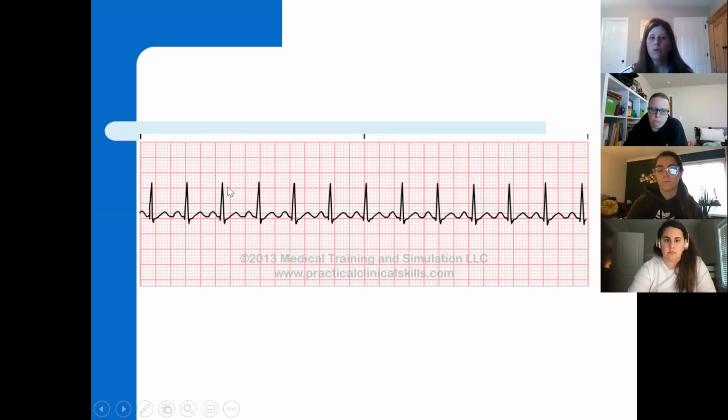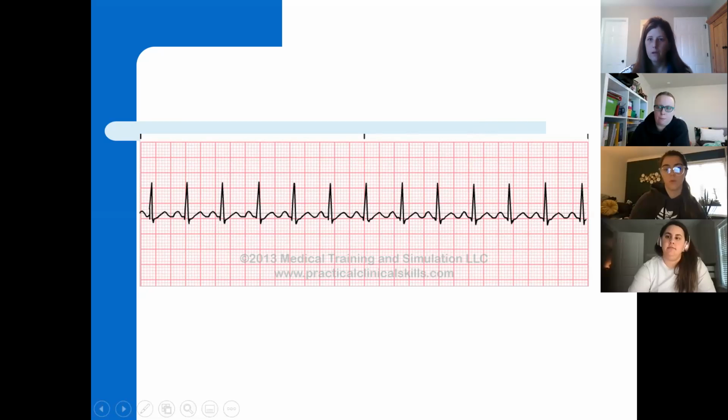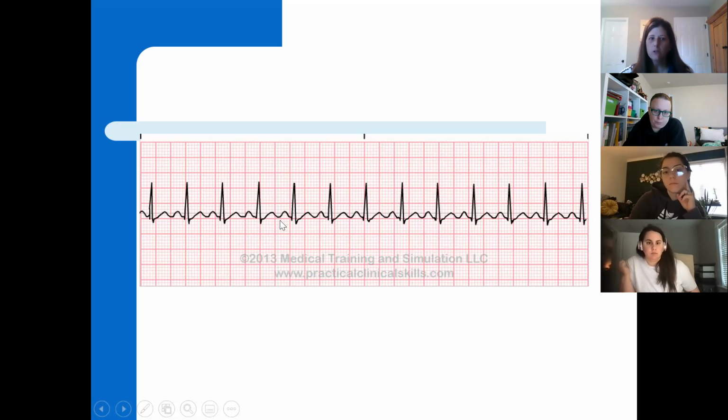1, 2, 3, 4, 5, 6, 7, 8, 9, 10, 11, 12, 13. It's hidden behind my Zoom screen here. Let me count that again. 1, 2, 3, 4, 5, 6, 7, 8, 9, 10, 11, 12, 13 QRS complexes. So what would my rate be? 130. Correct. Correct.